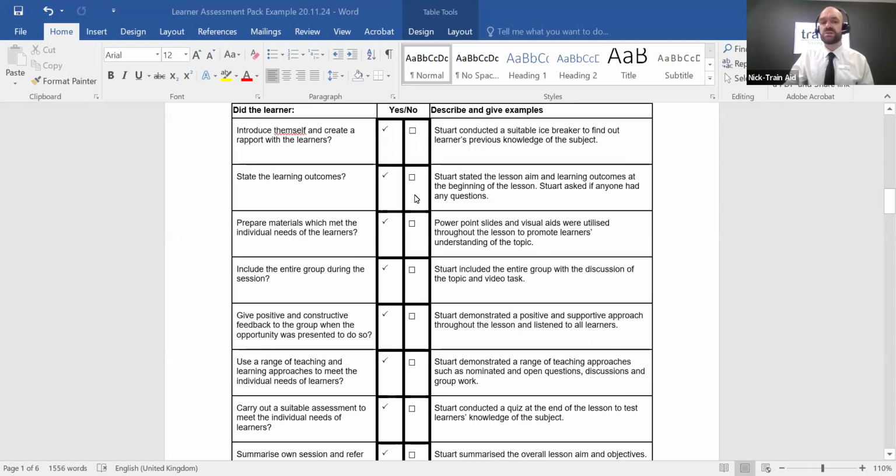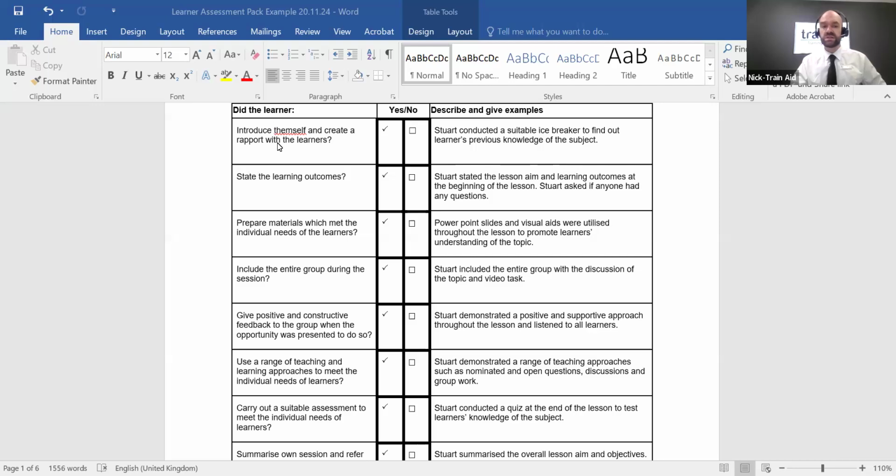Okay, so as we can see here, we've got the criteria on the left-hand side, and in the middle, we have a yes or no column. And on the right-hand side, we have describe and give examples. So we'll just come over to those very shortly. So let's have a look at the criteria first. So when you are observing your peer, you need to answer each of the criteria.